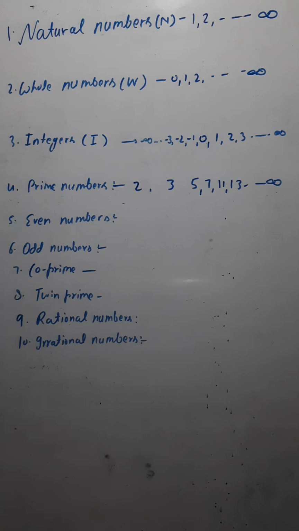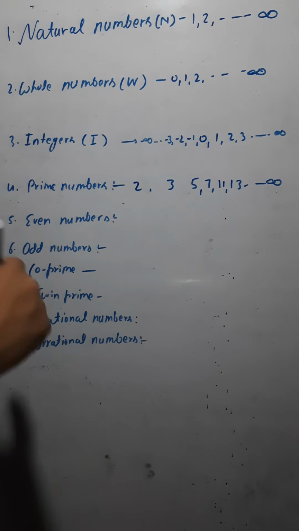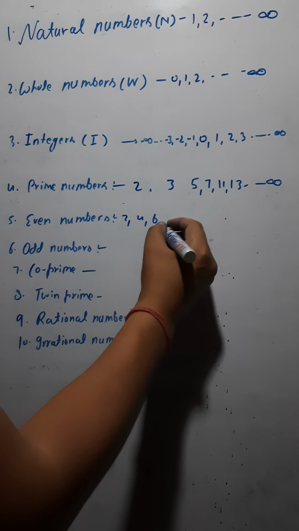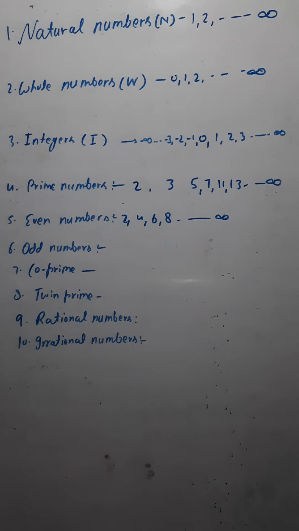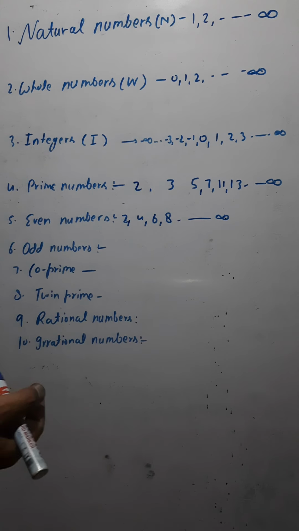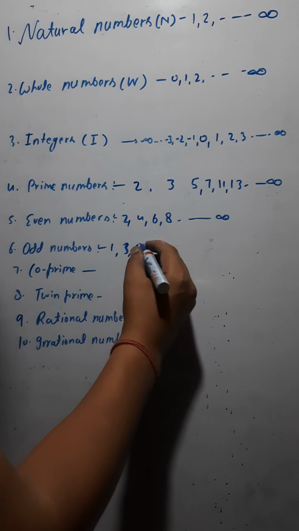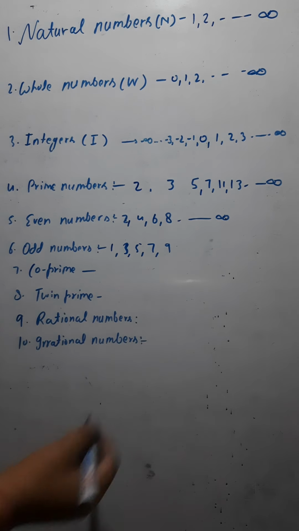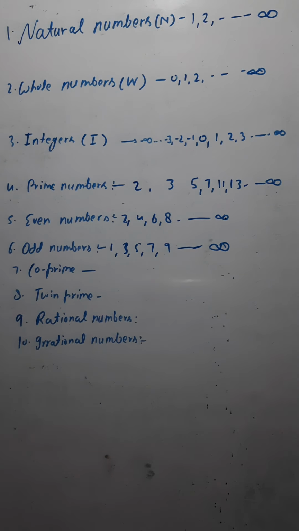Then you have the even numbers. Even numbers are the numbers which are divisible by 2, let's say 2, 4, 6, 8, etc. All these are even numbers. Now what are odd numbers? Odd numbers are the numbers which are not divisible by 2, starting from 1, then 3, 5, 7, and 9 also. So you call them the odd numbers.